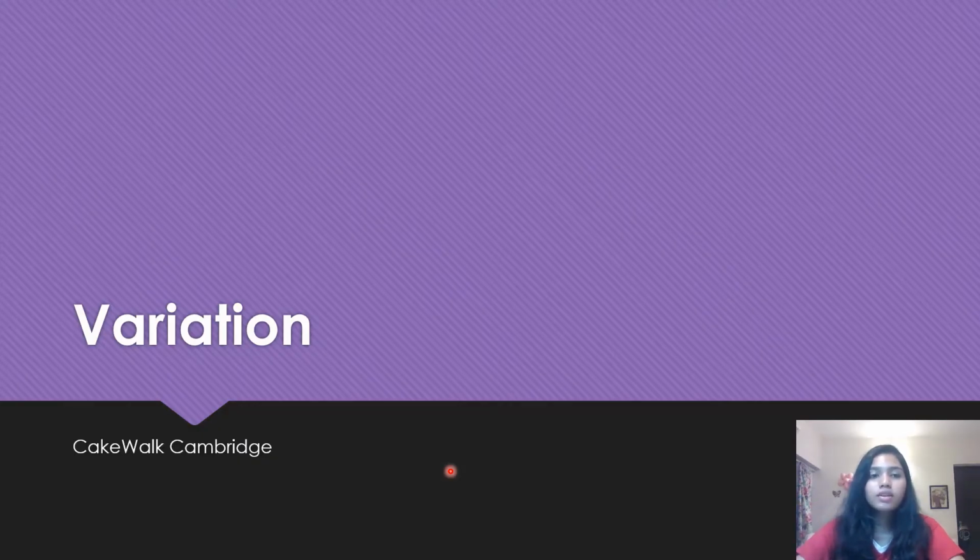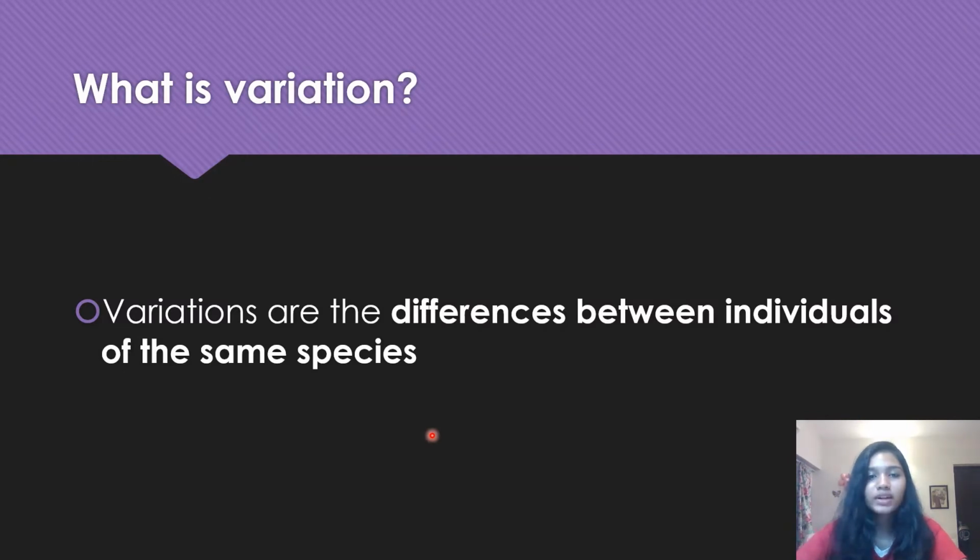This chapter goes hand in hand with inheritance, so I suggest you study these one after the other. Let's get started. So the basic, what is variation? Variations are the differences between individuals of the same species. So this is a one mark definition. You can't go wrong. If you miss out a word, you lose a mark.